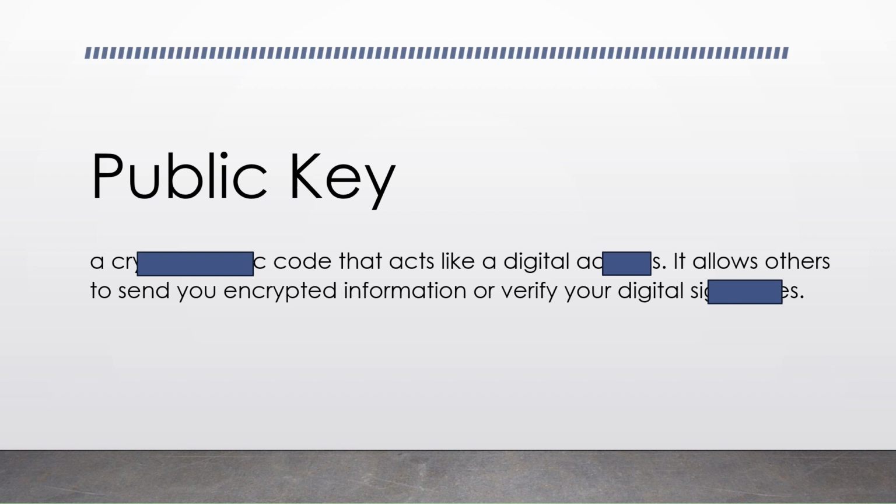Okay, so a public key is a cryptographic code that acts like a digital address. It allows others to send you encrypted information or verify your digital signatures. Okay, if some of this looks a little bit hazy to you right now, don't worry. I'm going to explain it a little bit more thoroughly. We're going to take a look at the public key here. Here we go.